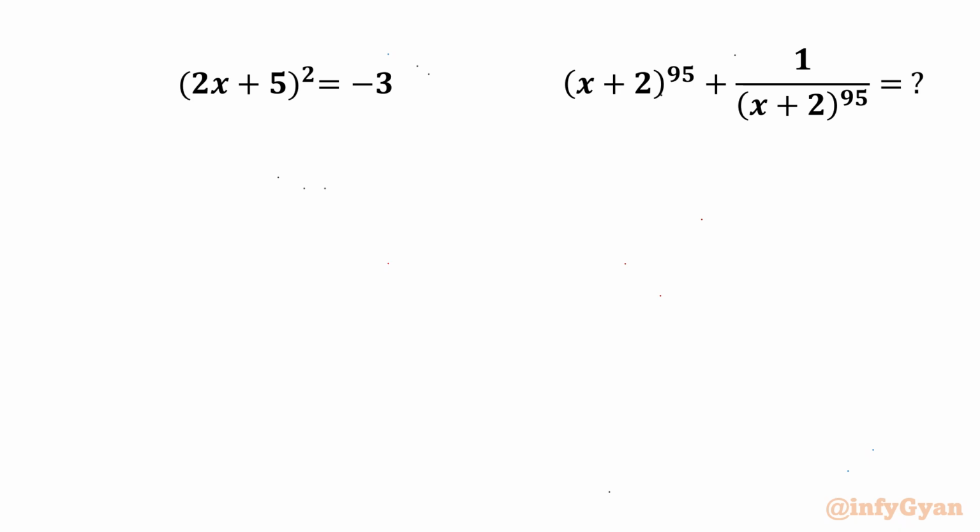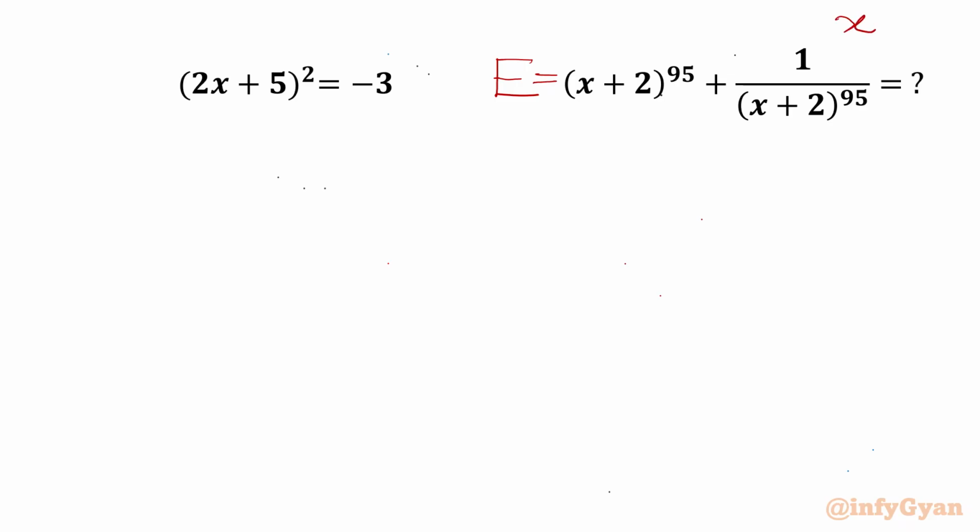Today in this video we have one very interesting question from Algebra. (2x + 5)² is minus 3. Then we have to evaluate (x + 2)^95 + 1/(x + 2)^95. Let's say this required expression is E.